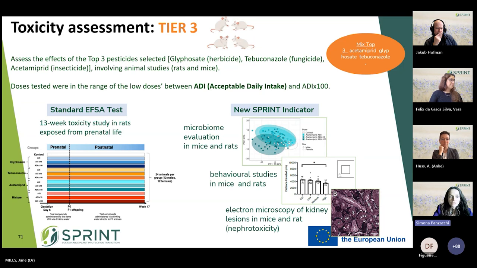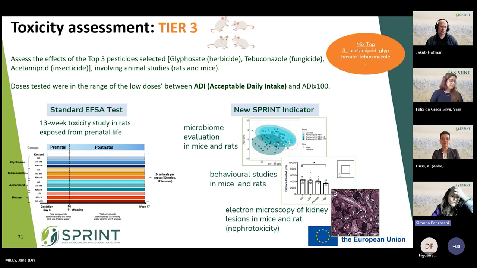For the standard EFSA test, a 13-week toxicity study was conducted on male and female rodents, starting exposure from prenatal life in order to mimic human exposure. The new SPRINT indicators assess various aspects, such as microbiome evaluation, but also behavioral studies on mice and rats, together with electron microscopy of kidneys.